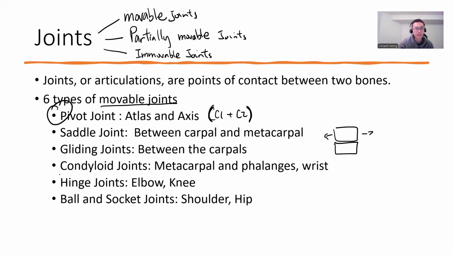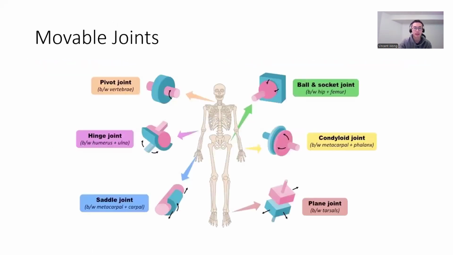Just no pivot, hinge, and ball and socket. Those are the key ones that I want you to know, memorize, because those are the easiest ones to visualize. The others are really hard to visualize unless you have a model in front of you. And believe me, I tried to find virtual models online, and I cannot find any interactive ones. If you find it, please email me.